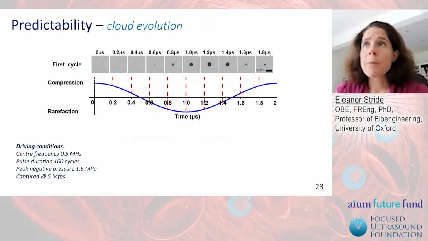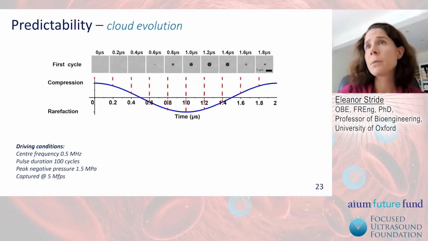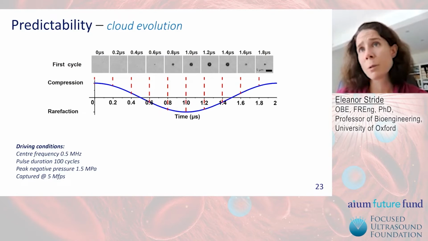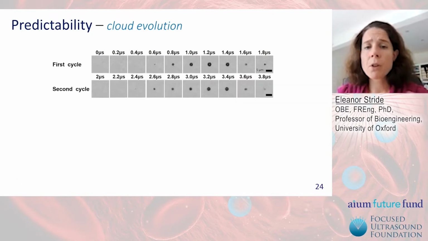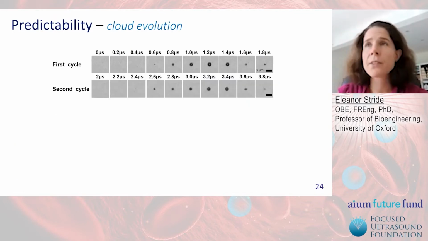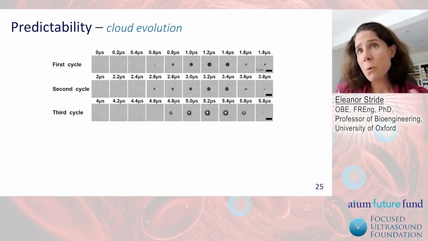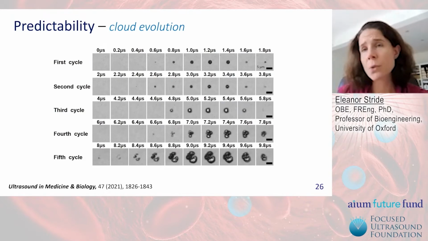And there's a further problem. The behavior of bubbles evolves over time due to the fact that they will interact with each other and form clouds, and those clouds may produce very different effects from single bubbles. If we look at the formation of a bubble from a droplet, over the first couple of ultrasound cycles, we get a single bubble that behaves in a nice predictable fashion. But by the time we get to the fourth cycle, we have a cloud that looks very different. So we not only need to worry about the pressures that we're using, but also the pulse duration.